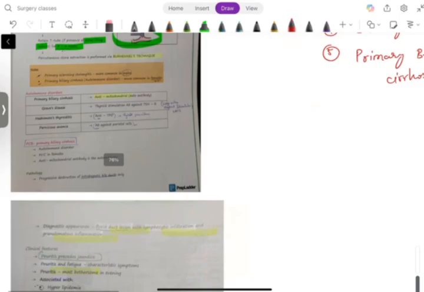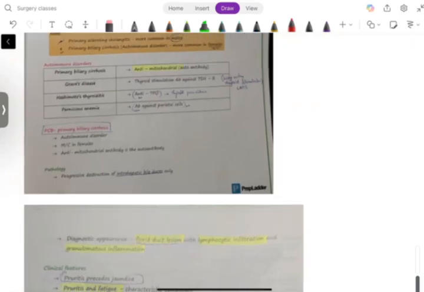Okay, so what does the name suggest? It is primary biliary cirrhosis. There is fibrosis or cirrhosis of the primary bile duct. So this is an autoimmune disorder, where our body recognizes our own self as a foreign agent and starts acting against it. It is most common in females.